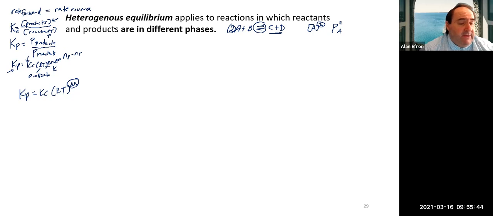If you have a large Kp value, you would expect mainly products. With a small Kp value, you expect mainly reactants. Are there any questions on any of that stuff that we talked about last time?